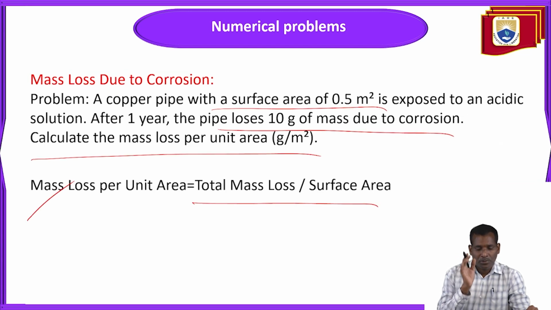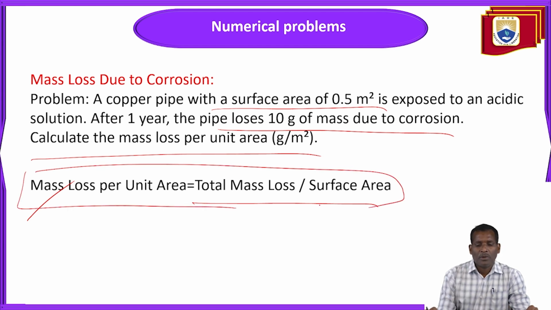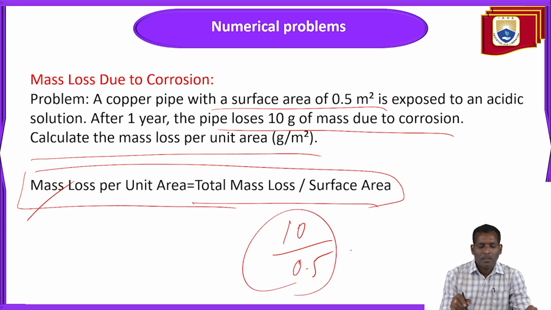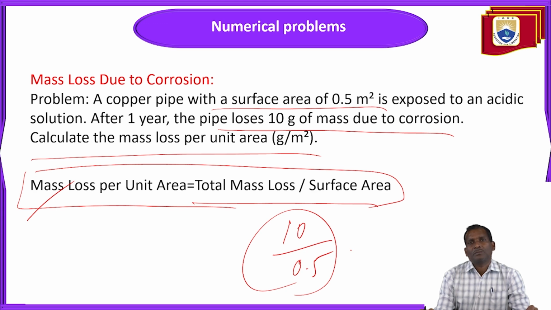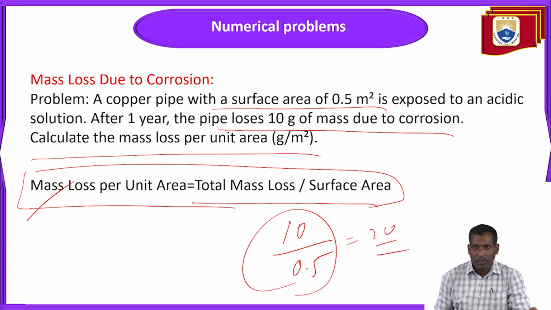So here, substitute those values in this equation, in this formula. Total mass loss upon surface area, 10 grams by 0.5. So we will get mass loss per unit area. So here, 20 you will get.